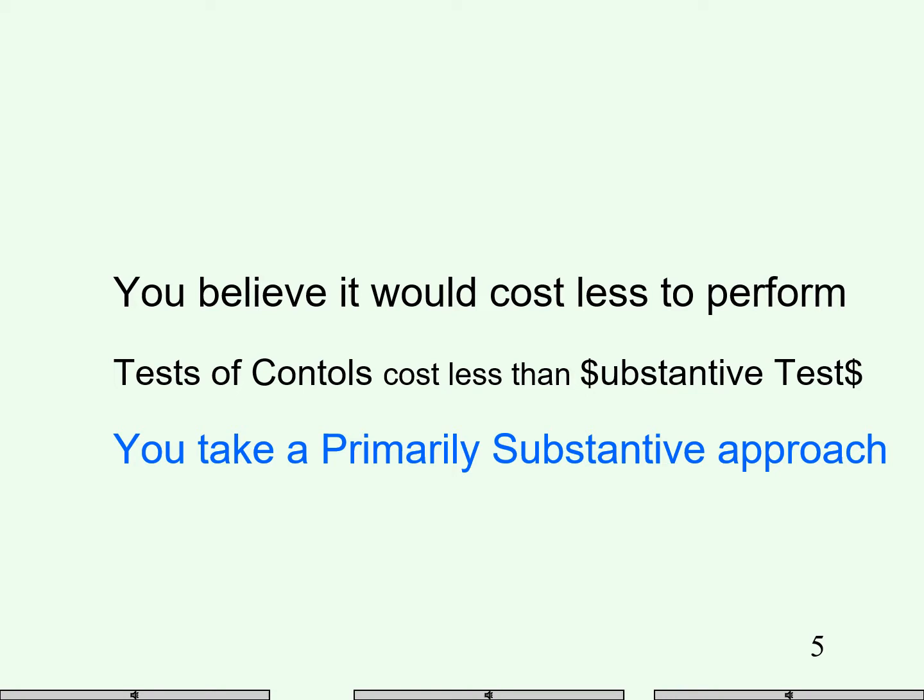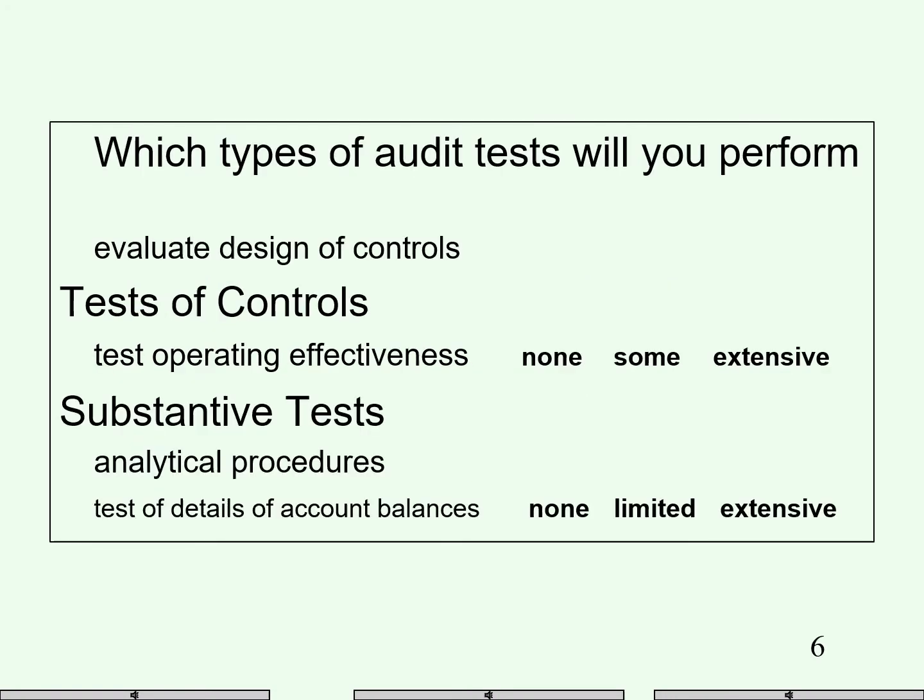effective. So for a private company, if we don't believe the controls are effective, we aren't going to test the controls. We're just going to move straight to the substantive test and take a primarily substantive approach. We always evaluate the design of the controls. That's part of our understanding of the internal controls. Private company, we aren't required to perform tested controls.